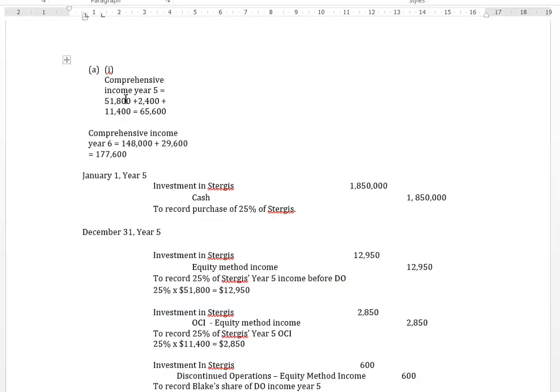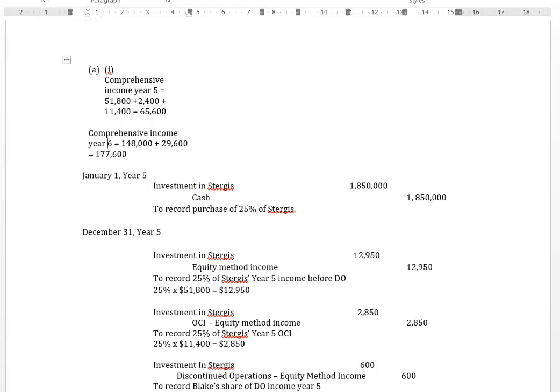So here I asked you to calculate comprehensive income. So what I did for year 5, if you look at Sturgis's information, we've got income of $51,800. That is the profit before discontinued operation. We did have a discontinued operation in year 5. We had a discontinued operations gain net of tax of $2,400 plus the OCI. Don't forget, when you're calculating comprehensive income, underneath net income you have the OCI you have to pick up. And because it's an unrealized gain, we're going to pick it up as an increase. So we've got $65,500 now.